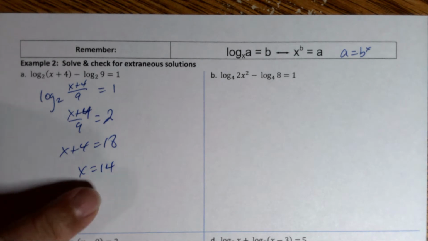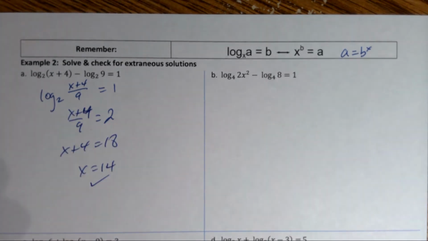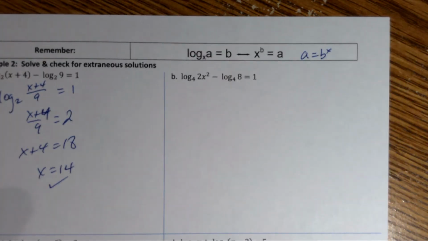You can check your answer, plug it in. 14 plus 4 is 18. Now, you don't have to go all the way to the end to make sure it works. You just got to make sure it's positive and not 0. 14 plus 4 is positive 18, so that's acceptable. That's it. Let's go on to B.